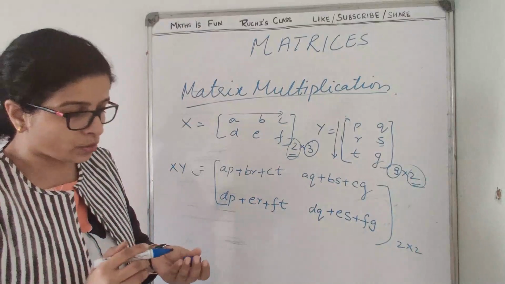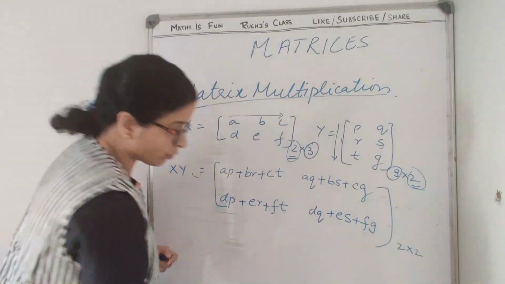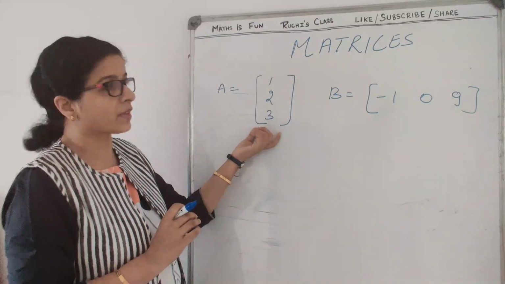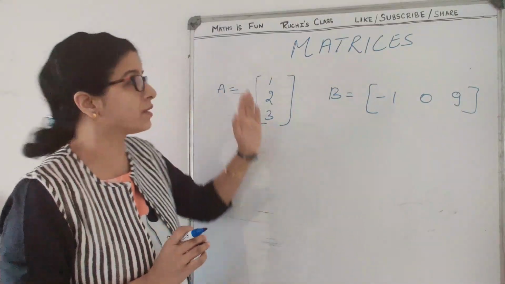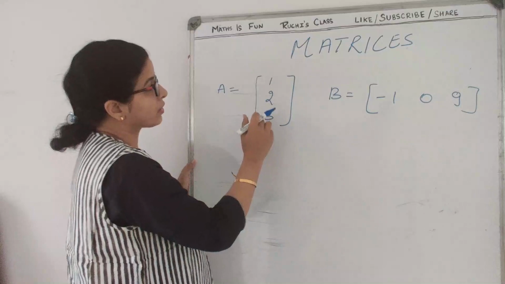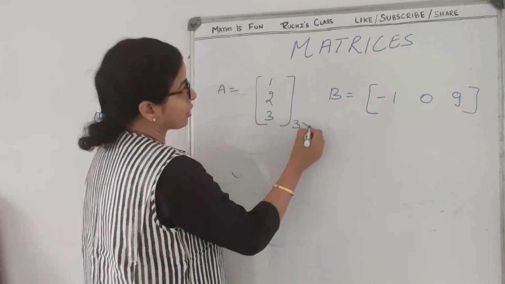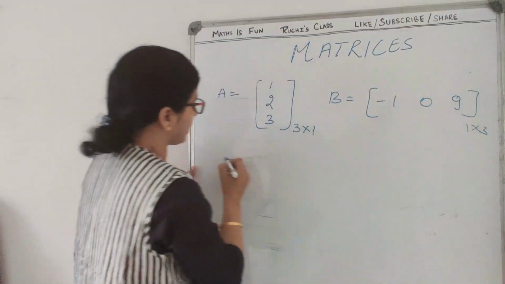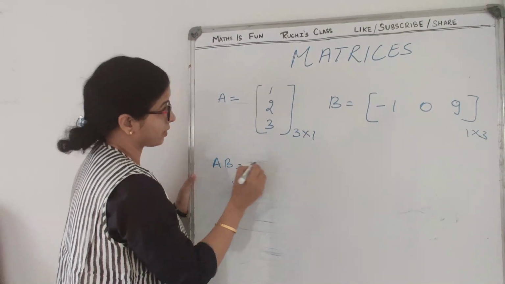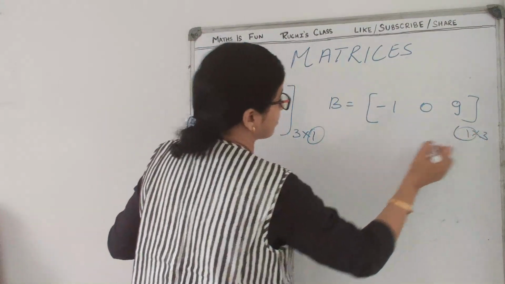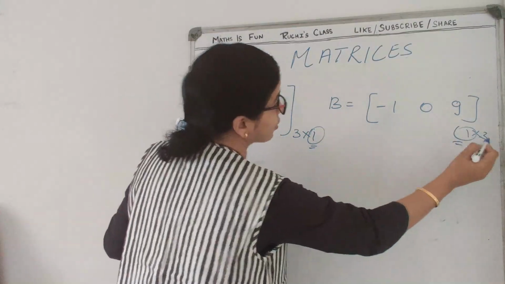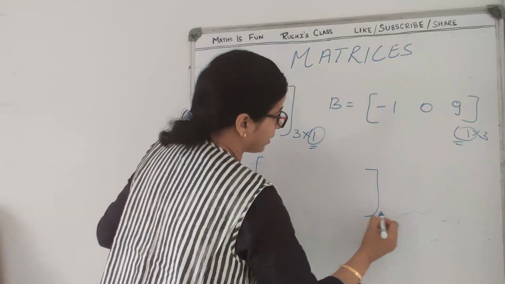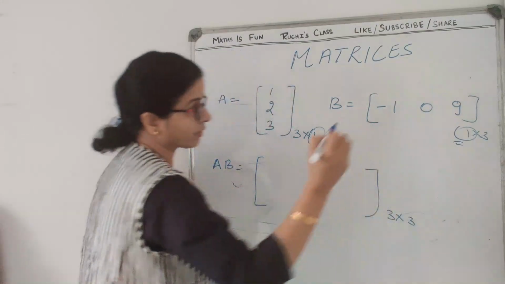Okay, one more example we'll do of matrix multiplication and then we'll move to the next topic. In this case, I have taken one column matrix and a row matrix. You know, a column matrix is one in which one column is there. So what is the order of this matrix? 3 cross 1. What is the order of this matrix? 1 cross 3. So AB: see, this is equal to this. The number of columns is equal to the number of rows, so it is possible. And the resultant matrix will be of 3 cross 3, right?